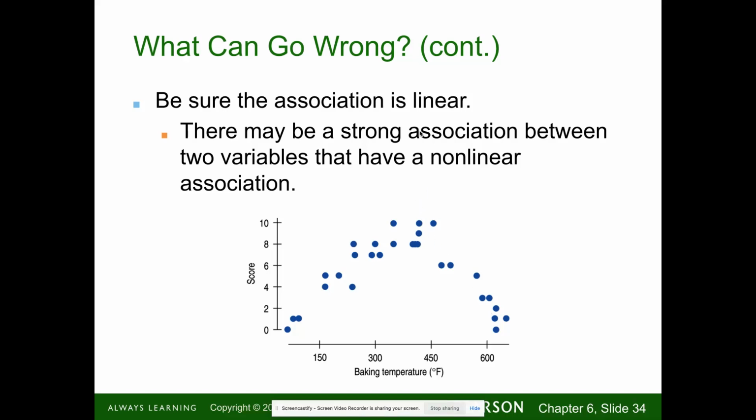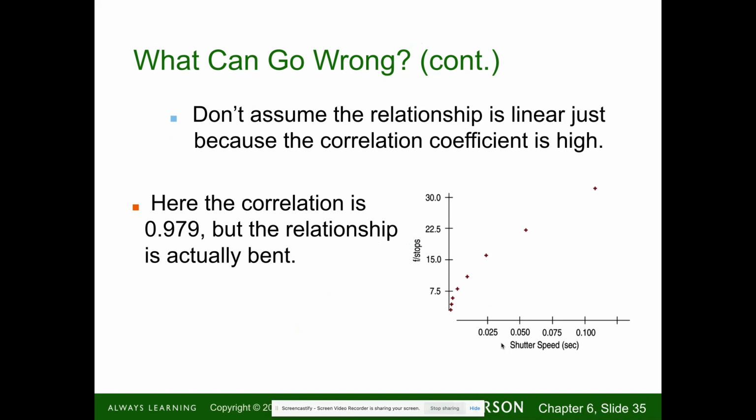So be sure that it's linear when you try to apply these methods. If it doesn't look like a straight line, you say, well, this looks like a straight line, and this looks like a straight line. No, all the data has to be straight. Although you could make a prediction doing this and doing this, but we're not going to do that in this chapter. Here's a correlation that has a coefficient of 0.979, but the relationship is actually bent.